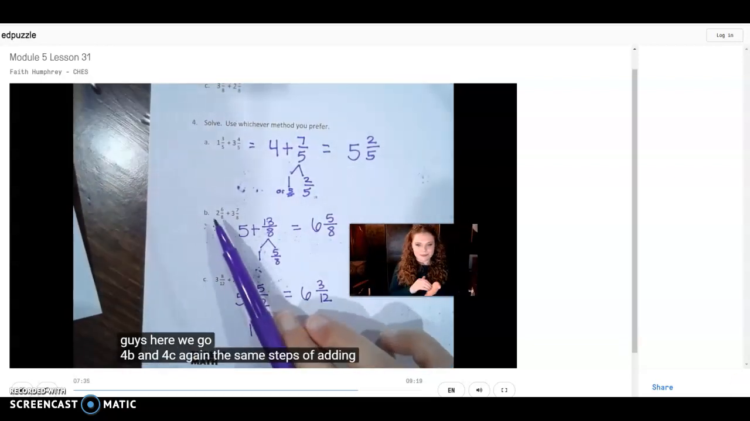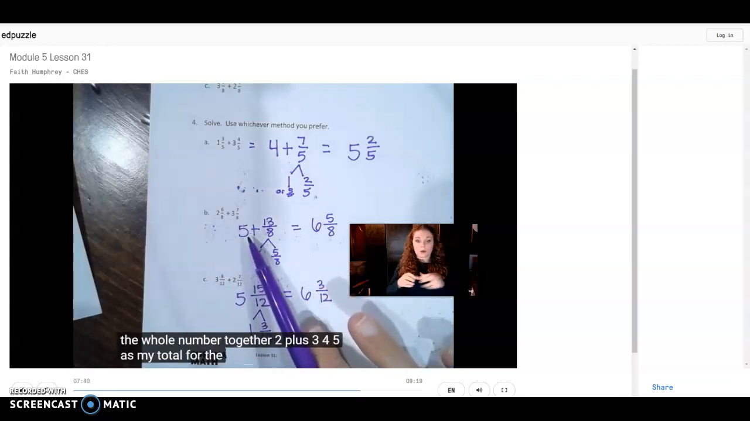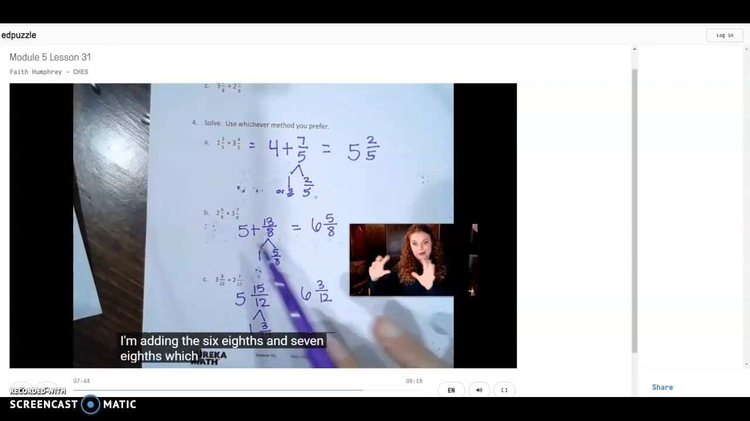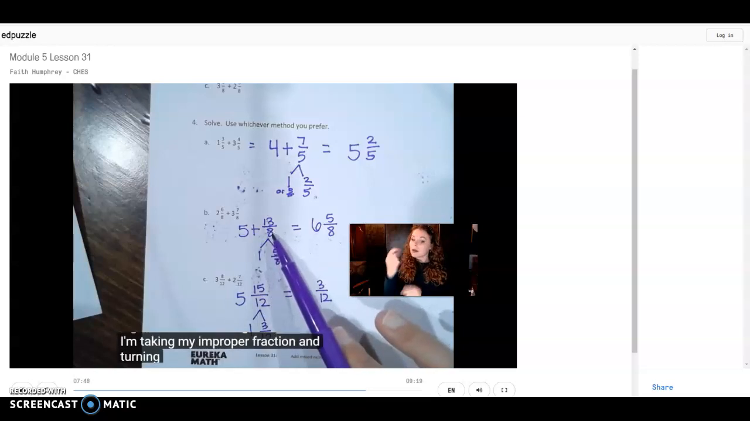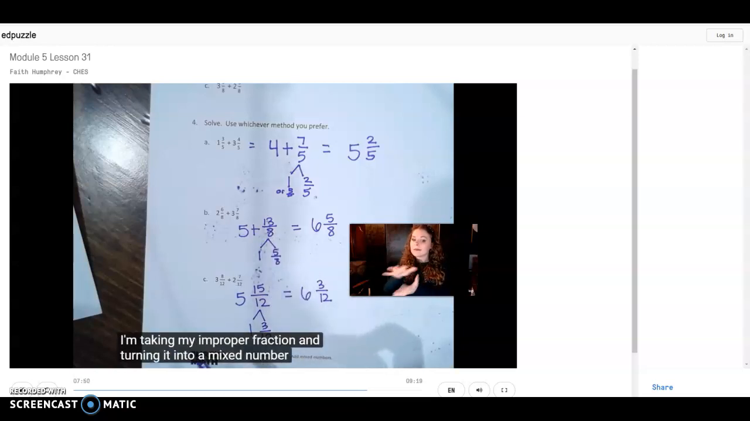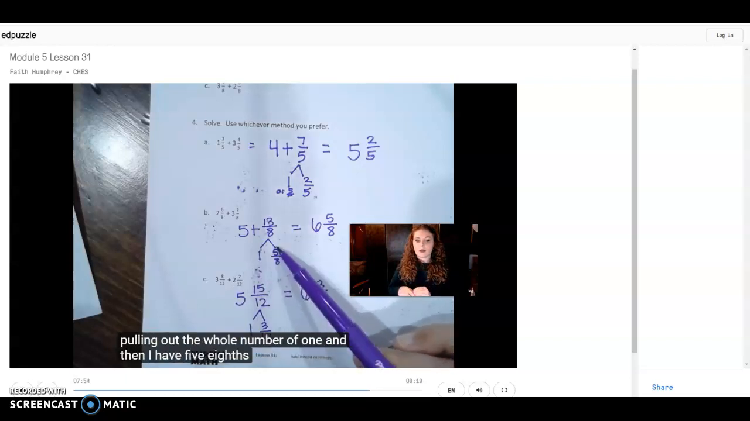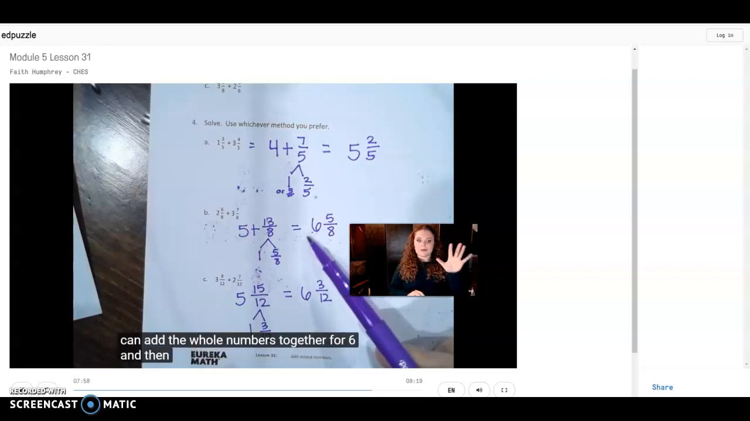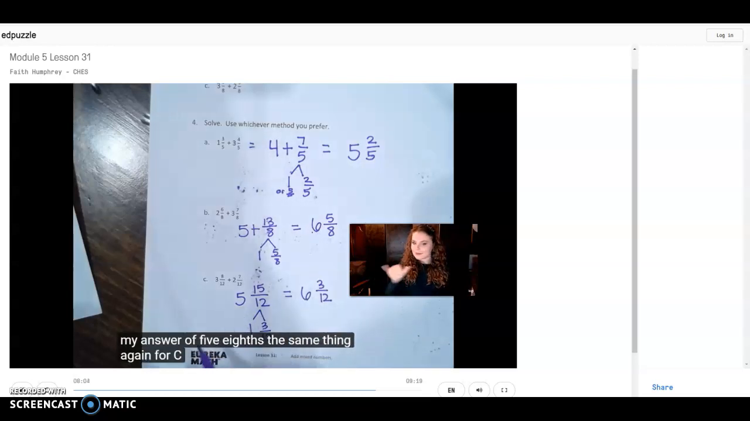Again, the same steps of adding the whole numbers together. 2 plus 3 for 5 is my total for the whole number. Plus, I'm adding the 6/8 and 7/8, which is 13/8. I'm taking my improper fraction and turning it into a mixed number. I'm pulling out the whole number of 1, and then I have 5/8. So that way I can add the whole numbers together for 6, and then my remaining fraction can go in my answer of 6 5/8.